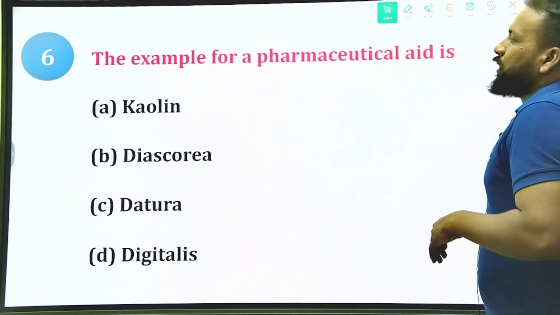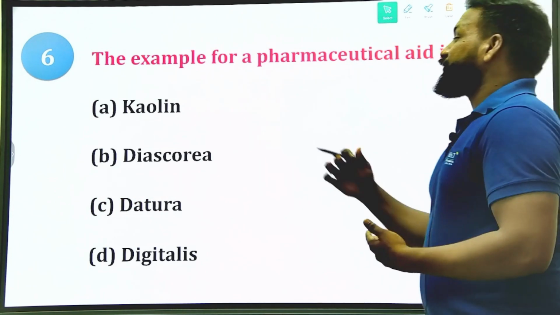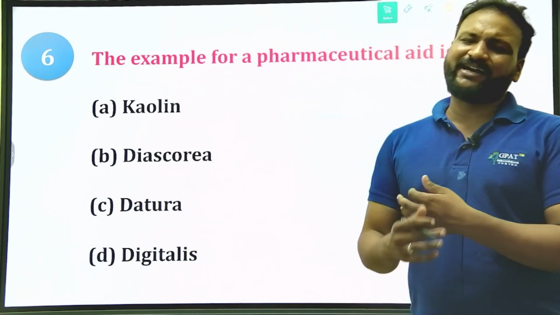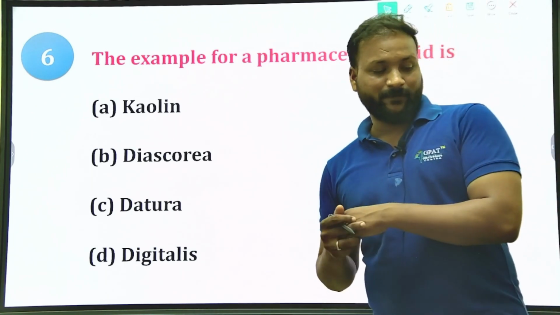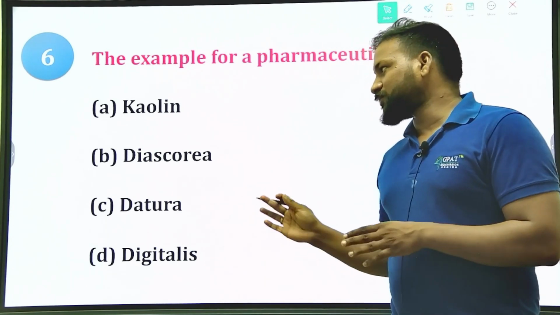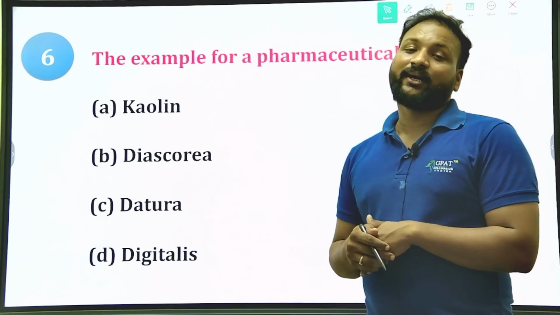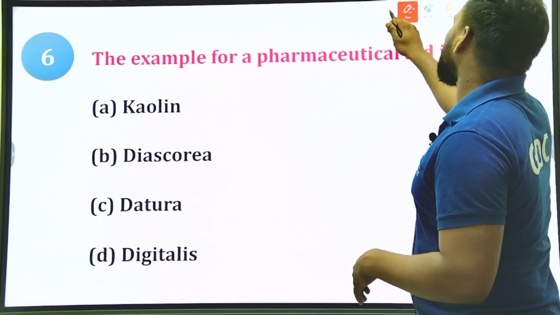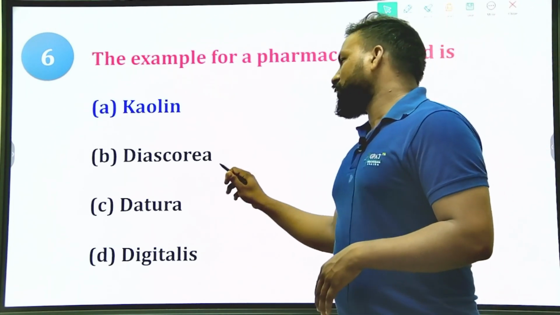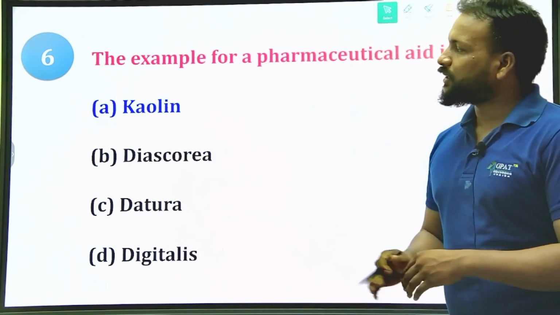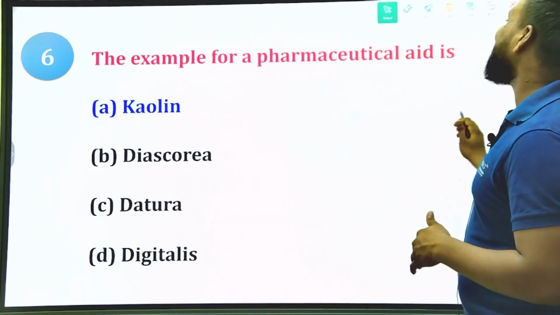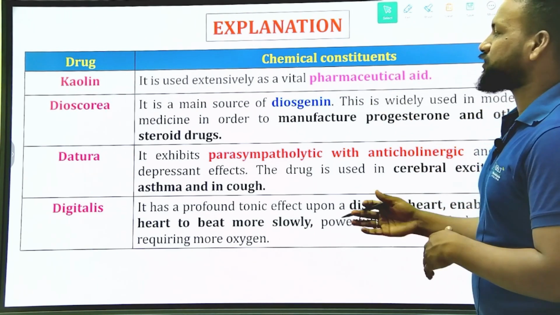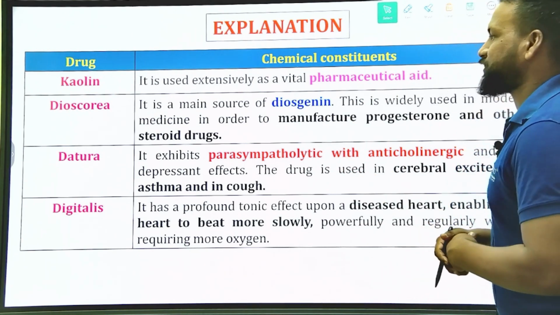Next question. Example for the pharmaceutical aid. Which of the following is a pharmaceutical aid? Either kaolin, Dioscorea, Datura, or Diastase. You can directly eliminate three options from this question, because Digitalis is a leaf, Datura is also a leaf, and Dioscorea deltoidea, wild yam, yields diosgenin. So undoubtedly, what is the right answer here? Option A is correct, because this is a tuber, this is a leaf, this is a leaf. But kaolin is a pharmaceutical aid, an essential and vital pharmaceutical aid. The rest of all are plant drugs.